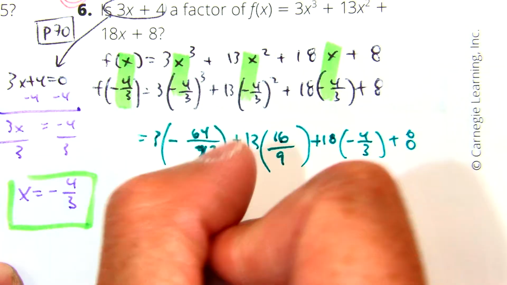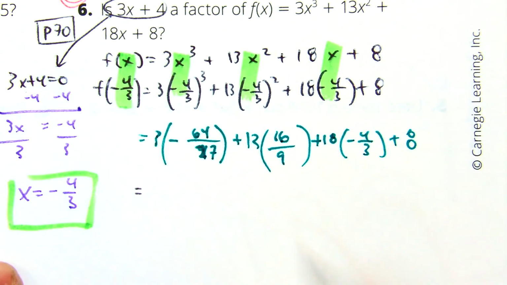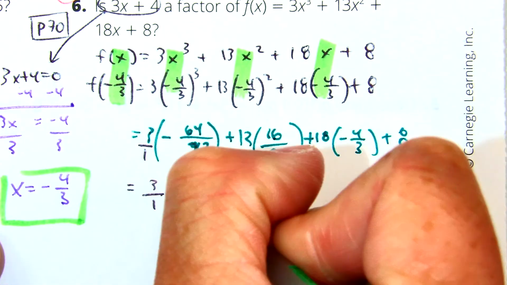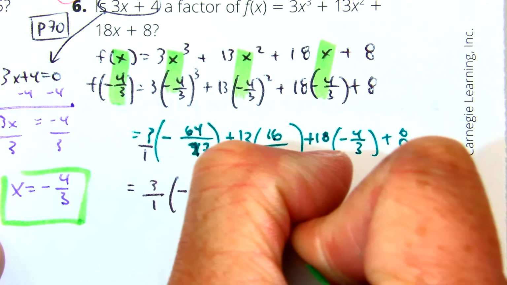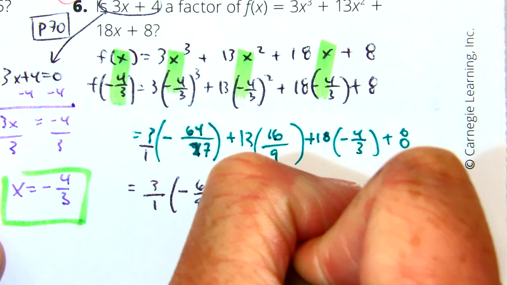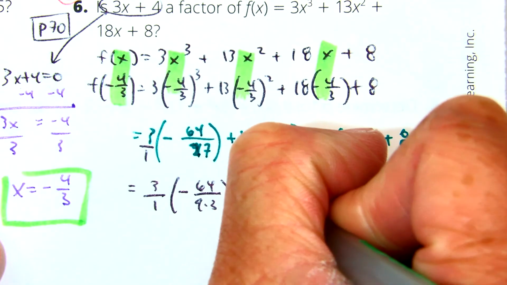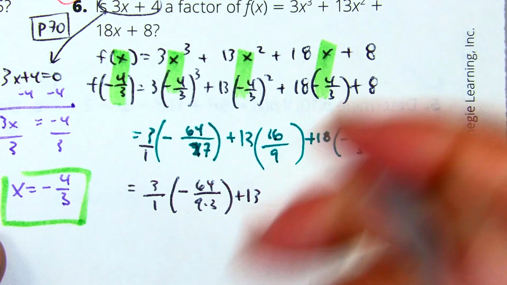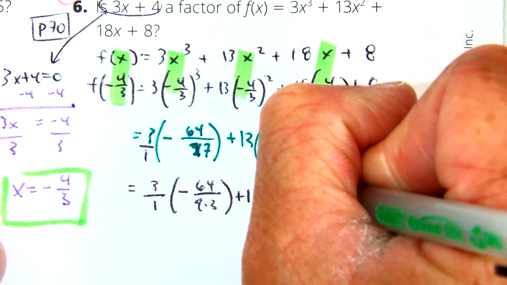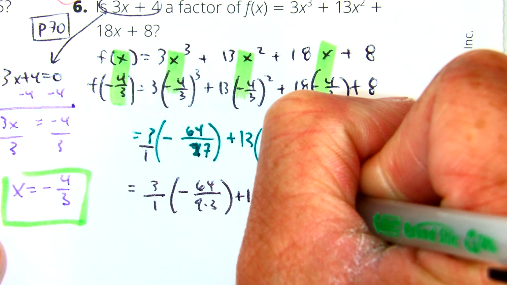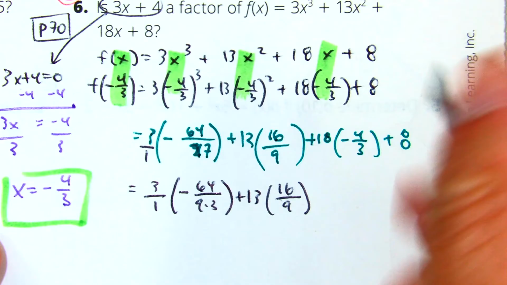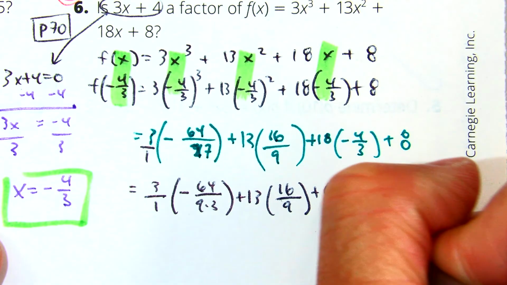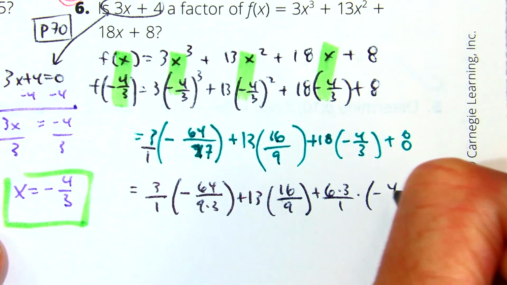Okay, so I'm going to show you guys how I simplify my fractions. It looks kind of long, but I think you'll understand why they do things called cross-canceling. So I'm going to write 3 over 1 times negative 64 over 9 times 3. And then 16 I'm going to write as 16 over, I guess that's the same. And then I'm going to write 18 as 6 times 3. Plus 8.